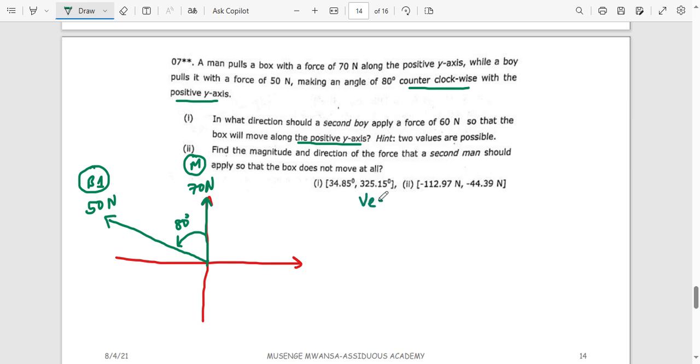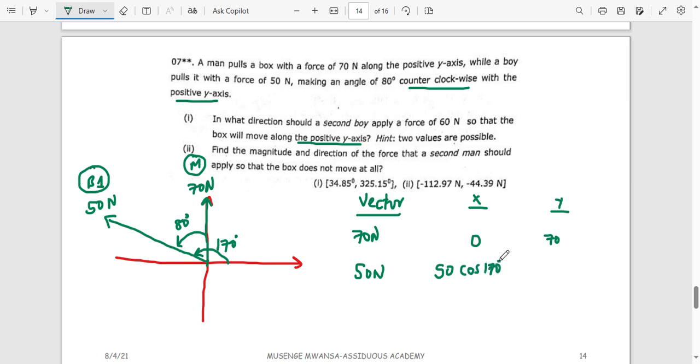Vectors are always easy. The English doesn't change that the topic is easy. So vector, x component, y component. We start with the man, pulling at a 70 newton force. The x component is going to be 0 because it's pulling along the y. The y component will just be the same 70. Then when we come to the 50 newton force, remember the angle we're interested in is this one. To find that angle, simply get 80, add 90. That is going to be 170.